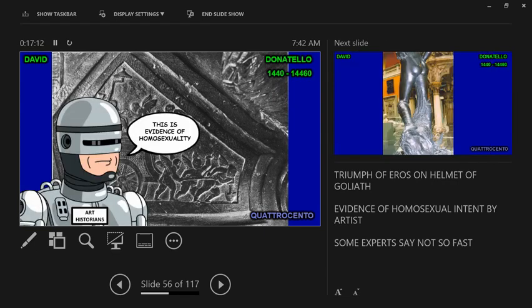Now, a lot of historians point to this and say this is evidence of homosexuality: that either Donatello was homosexual, or his client that hired this was homosexual, or that there was some kind of homosexual message in this sculpture. So that's some evidence that this is a sculpture that promotes homosexuality.